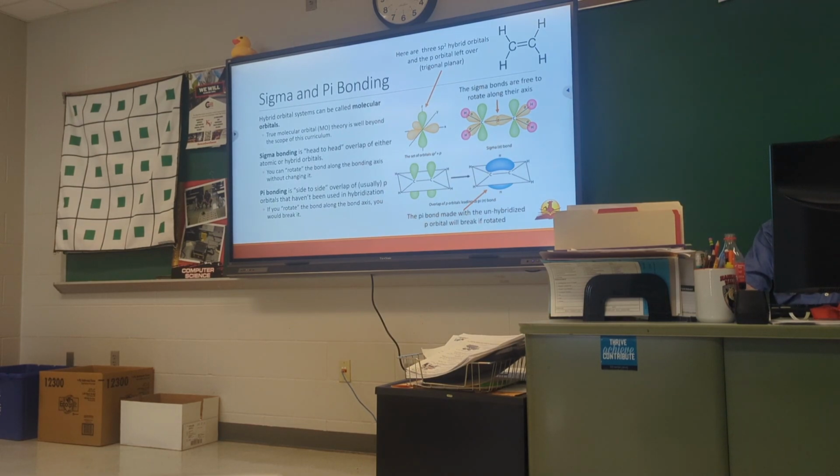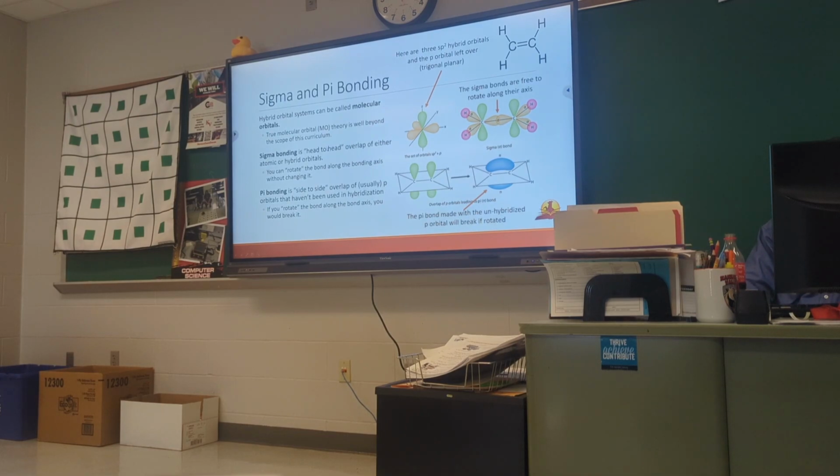Sigma and pi bonding. Hybrid orbitals. That's the first thing. It has to be a hybrid orbital before this can happen. They can be called molecular orbitals. There's something called the true molecular orbital, and that is not going to be covered in any way. I agree that it is well beyond the scope of this curriculum. I didn't even hear about it until I was a senior in college. It never came up in any of my chemistry classes until I got to the fourth year.